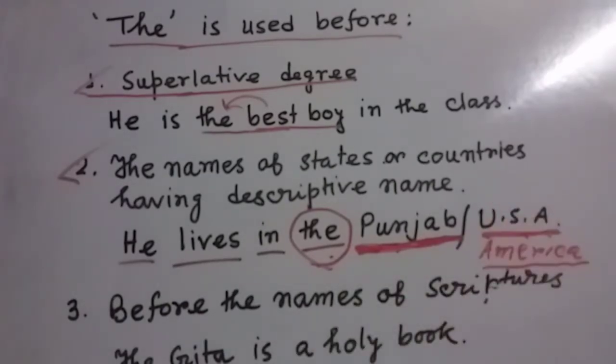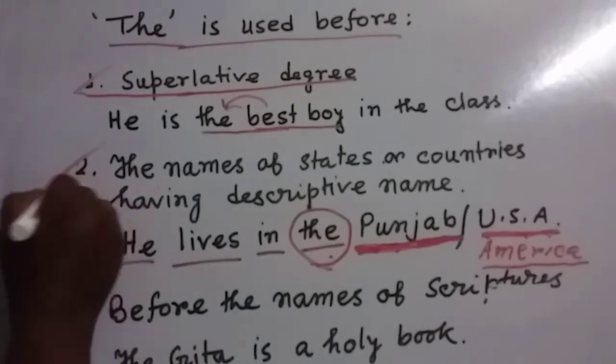The USA, the UAE, the UK. My dear friends, these are descriptive names. So we have to write "the" before these descriptive names. It may be any states, it may be any countries, whatever it may be. If it has a descriptive name, we have to use "the" before it. This is the most important thing.